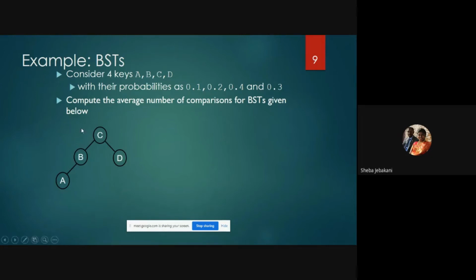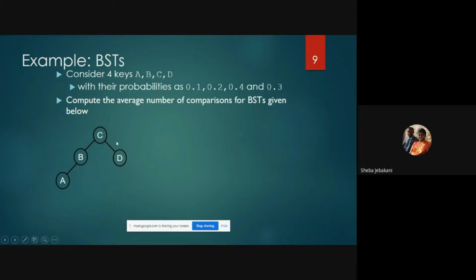So let's say we are taking this particular binary search tree as our optimal binary search tree. What will be the average number of comparisons? How do we compute the average number of comparisons? If someone wants to access C, in one comparison they'll access C. If they want to access B, in two comparisons they can access B, that is comparing with C and then comparing with B. If they want to access A, it is 1, 2, 3 comparisons. And if they want to access D, it is 1, 2 comparisons.